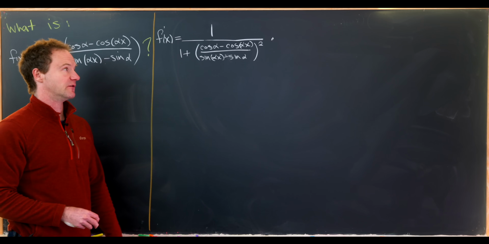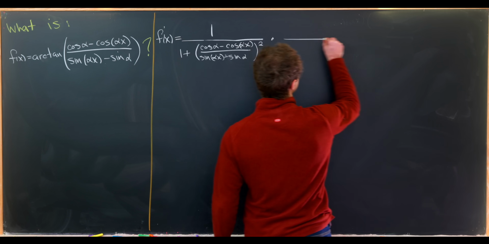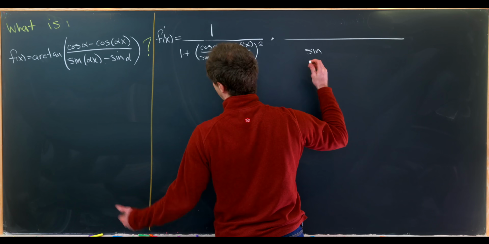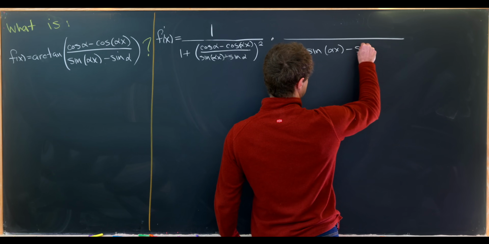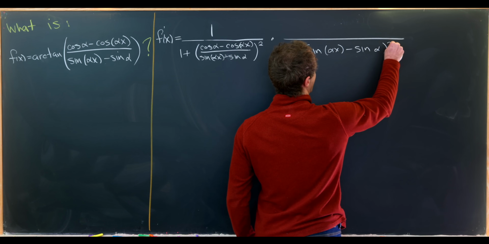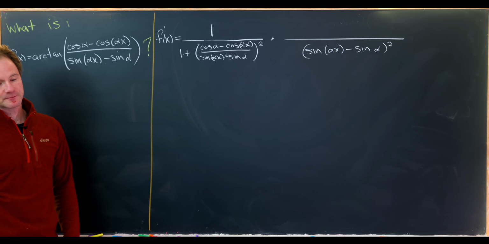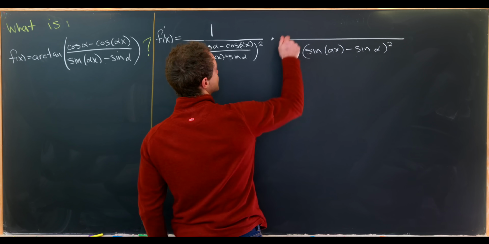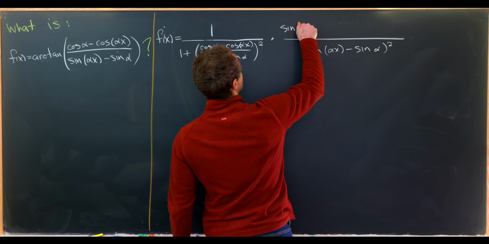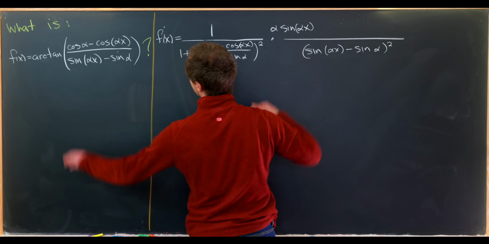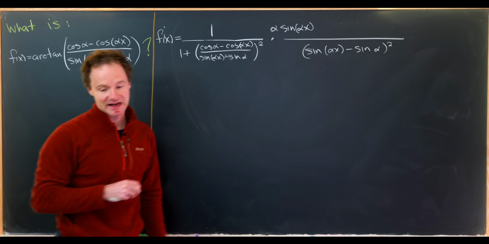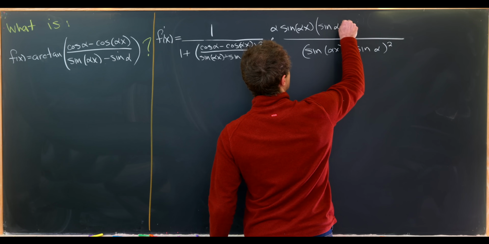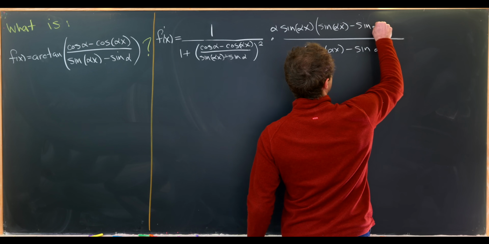We'll calculate the derivative of the inside function using the quotient rule. So let's recall that will give us the denominator squared in the denominator. So we have sine of alpha x minus sine of alpha quantity squared in the denominator. And then in the numerator, we'll have the derivative of the numerator. So that gives us sine of alpha x times alpha, given the derivative of cosine is negative sine, and then times the denominator. So that's going to be sine alpha x minus sine of alpha.